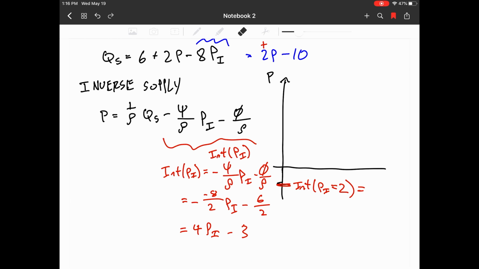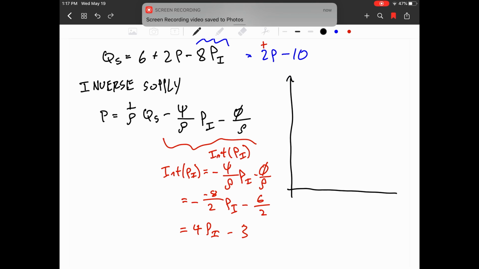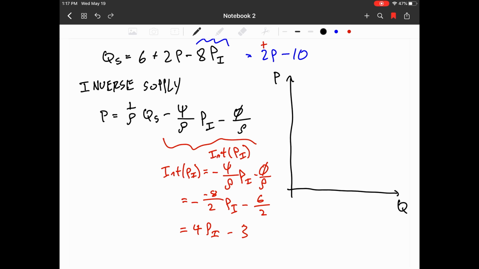Okay, so I made a little mathematical boo-boo on the screen. I'm going to redraw our graph. Our math so far has been just fine, but the way we set this up was a little misleading. So we have price on vertical, quantity on the horizontal, and we have a positive relationship between price and quantity.